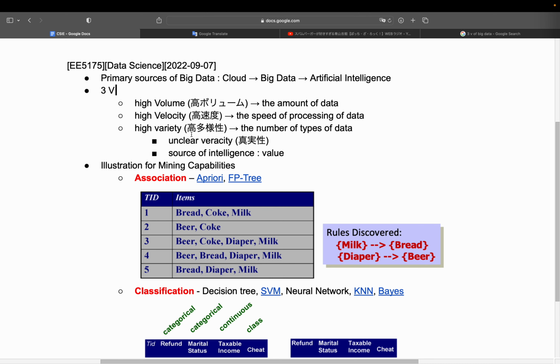Classification, like decision tree, support vector machine, neural network, k-nearest neighbor, or naive Bayes classifier. The example we raise here is: given the refund, the marital status, and the taxable income, these three attributes of each person, we will decide whether they will cheat on their partner. For these training data, we will learn a classifier and build a model. And given the test data for an unknown person, we will decide based on the trained model whether he or she will cheat on the others. This is an example of classification.